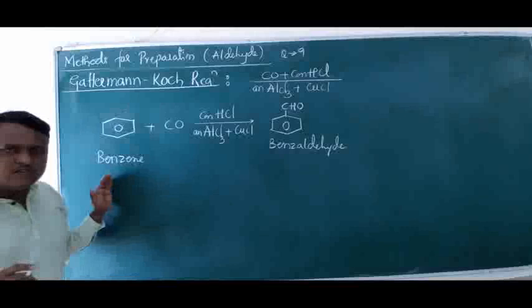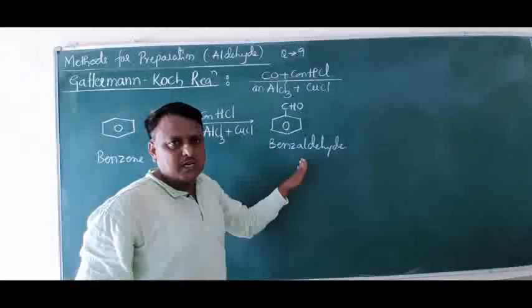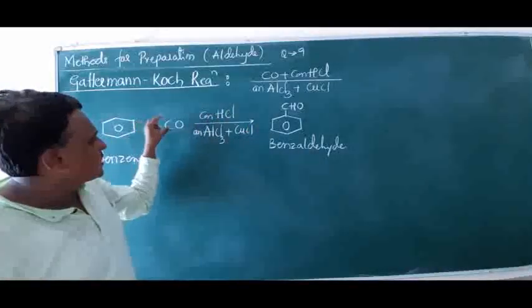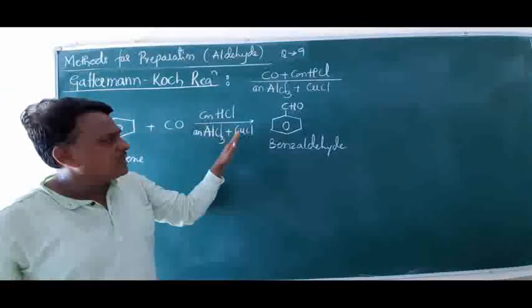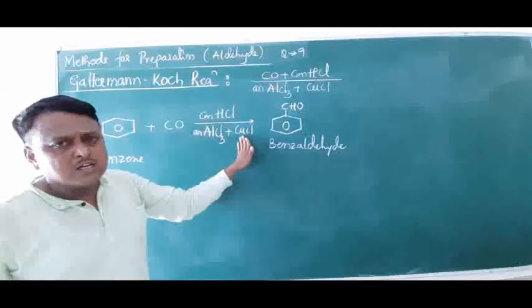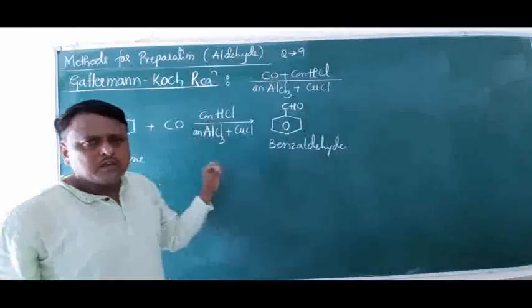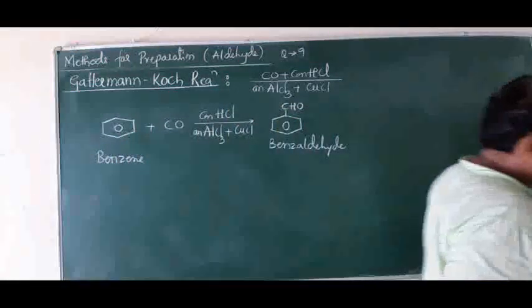I repeat, benzene reacts with Gattermann reagent to form benzaldehyde. To keep practicing for this reagent is very important, friends: carbon monoxide, concentrated HCl, anhydrous aluminum chloride, and the other one, cuprous chloride, to form our compound. It's a simple method for preparation of benzaldehyde in our syllabus.